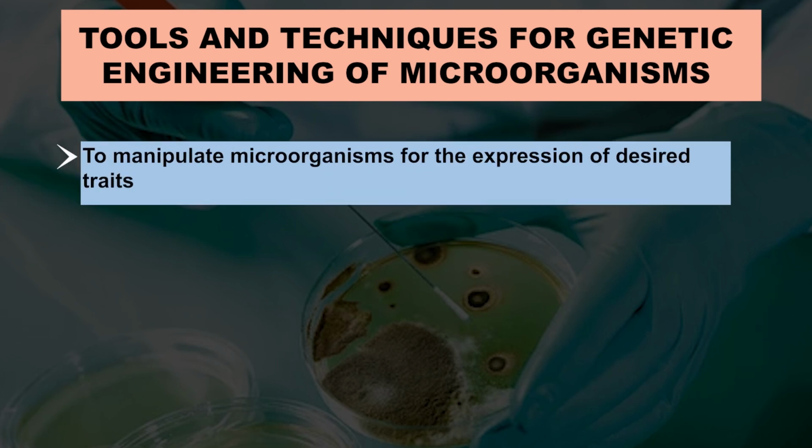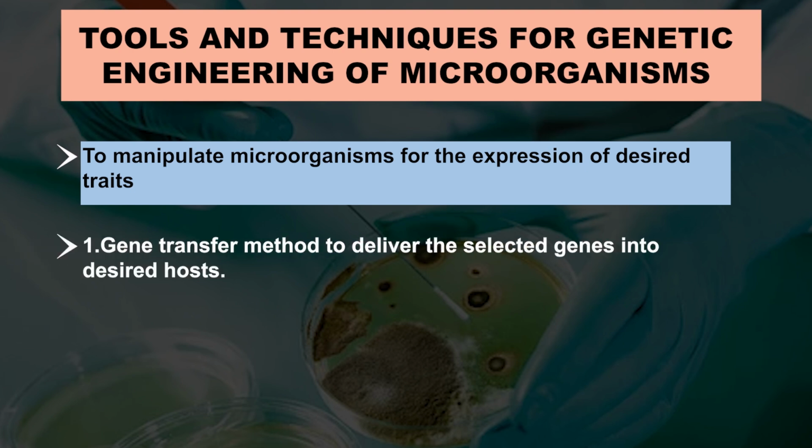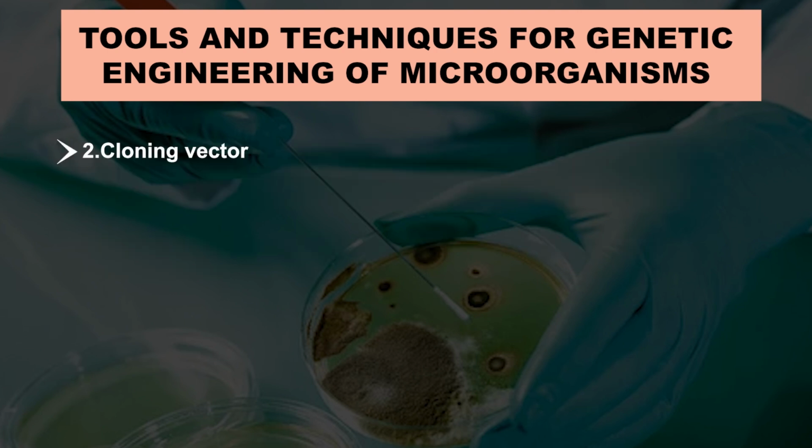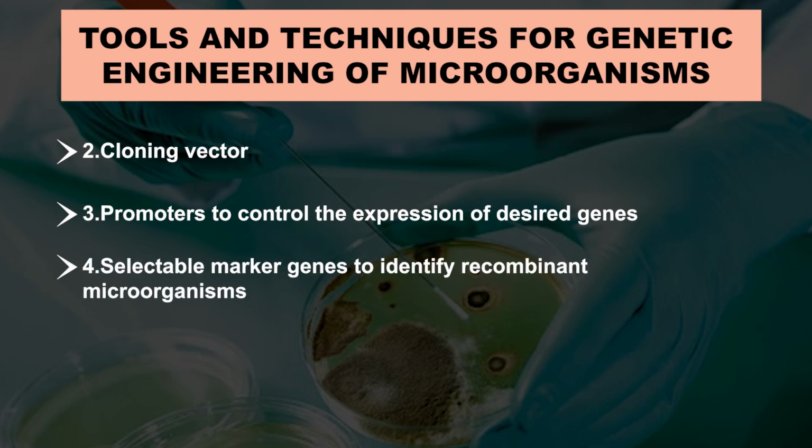To manipulate microorganisms for the expression of desired traits, there are four components. First one is the gene transfer method to deliver the selected genes into the desired host. Second, cloning vectors. Third one is promoters to control the expression of the desired gene. And the fourth one is selectable marker genes to identify recombinant microorganisms.